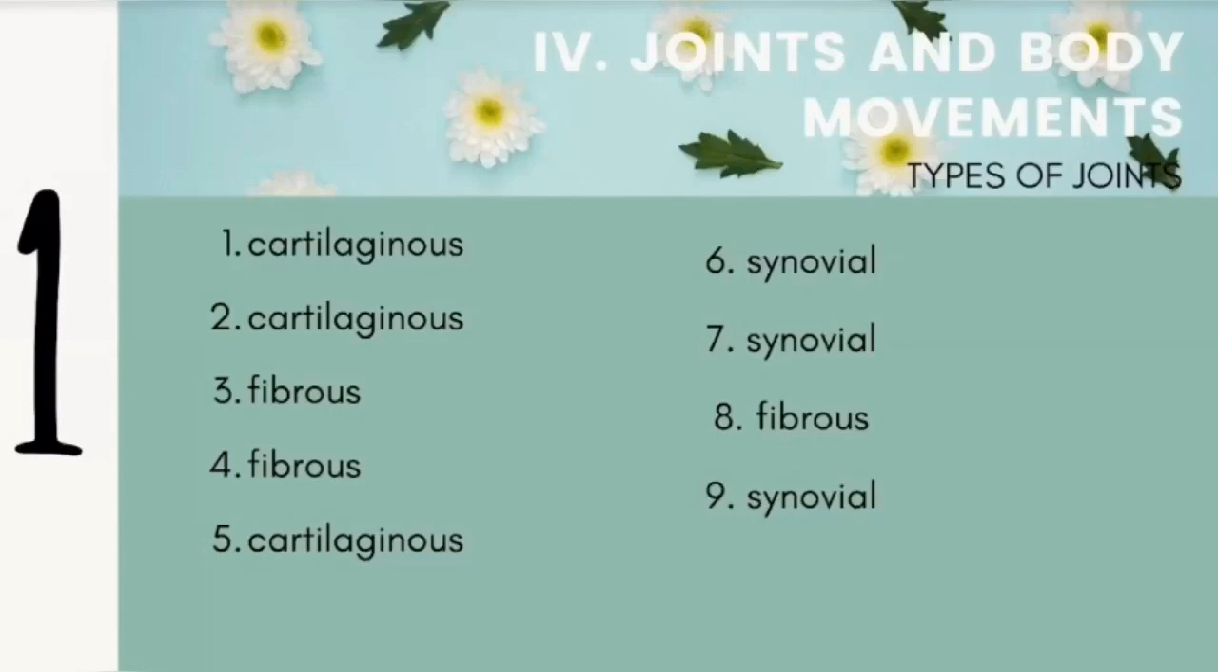Number 6, have a fibrous articular capsule lined with a synovial membrane surrounding a joint cavity. Our answer is synovial. Number 7, all are freely movable or diarthrotic. Our answer is synovial. Number 8, bone regions are united by fibrous connective tissue. Our answer is fibrous. Number 9, include the hip, knee, and elbow joints. Our answer is synovial.